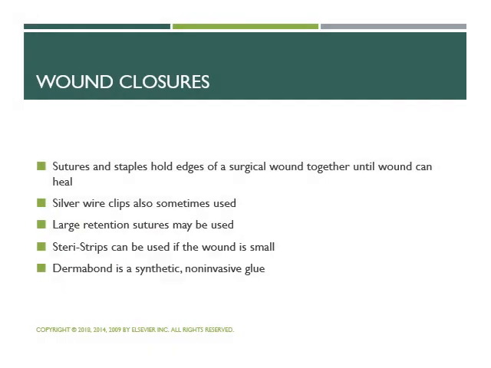There are various types of treatments of wounds. An example would be wound closures. Sutures and staples are used to close wounds. Surgical wounds can be held with sutures until the wound is healed. Additional treatments for wound closures include the use of silver wire clips, large retention sutures, steri strips, or even Dermabond.